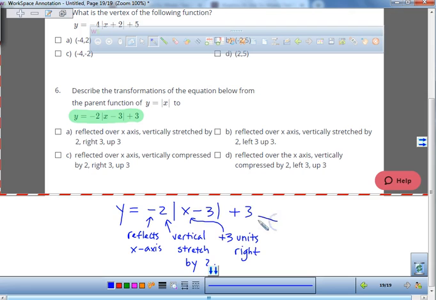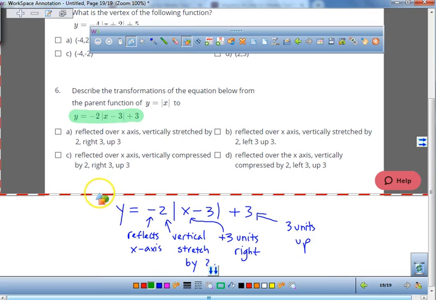And then last but not least, what does that 3 do? That means 3 units, what direction? Up. So I don't want you to write all the stuff down. All I wanted you to put into your journal is an example of what each little thing does.